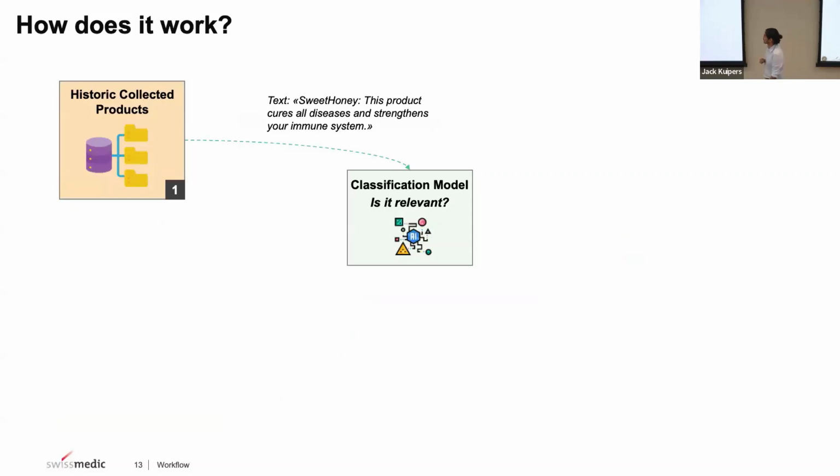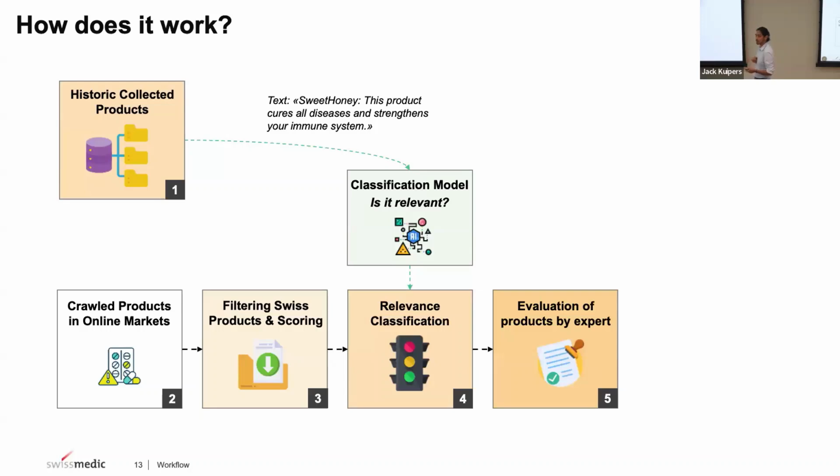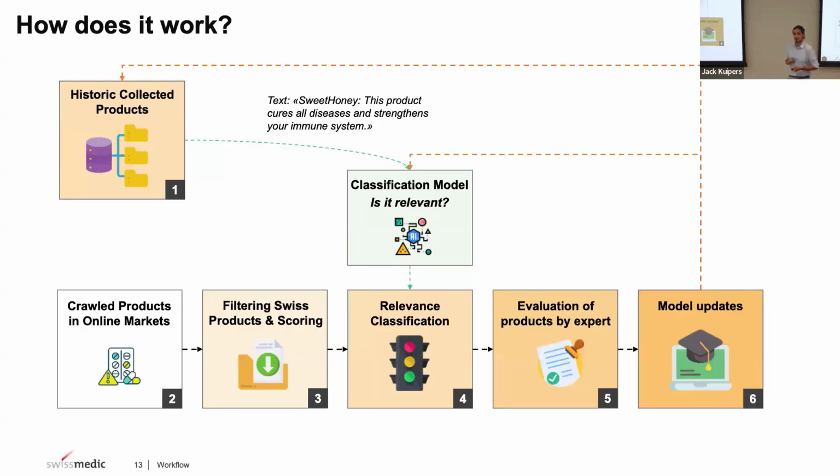So what did we do here? There's an entire application that we built around this, but I do not want to show you the application. Here I'm showing you how we built up the logic behind it. We took historic labels. We trained a classification model asking the very basic question of, is this relevant or not? It's a binary classification. We took lots of products that are crawled online. Those that are filtered for Swiss relevance were used for this relevance classification. The products, again, are evaluated by the experts, and we update the models.